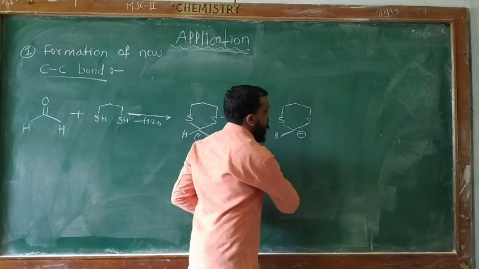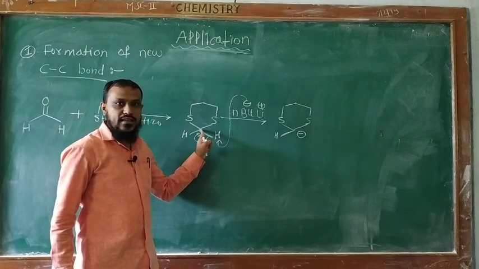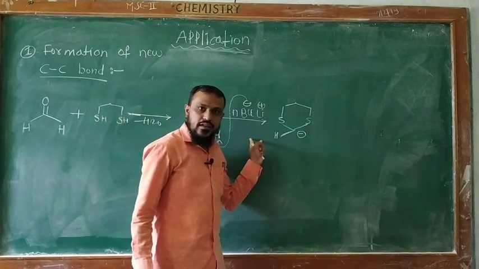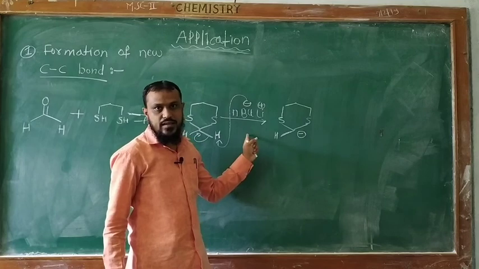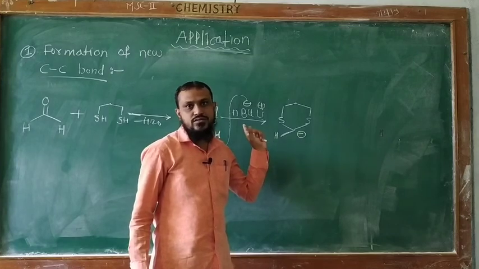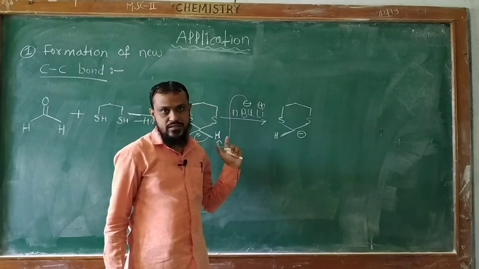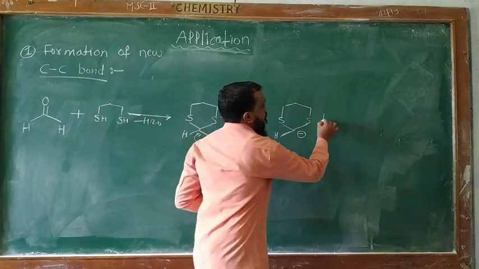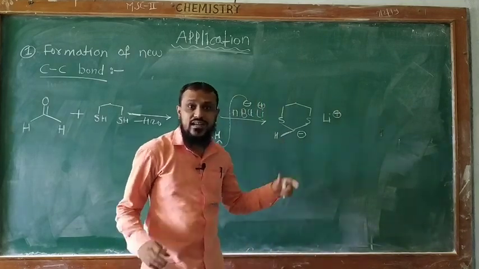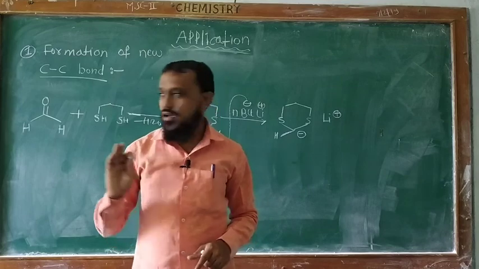Here Umpolung is also observed, because the carbon of 1,3-dithiane initially contains a partial positive charge, but after the reaction of 1,3-dithiane with n-butyl lithium, this carbon is converted into a negative charge. So the Umpolung concept is observed after the formation of the lithiated salt. This is the lithiated salt. This lithiated salt reacts with any alkyl halide to form a new carbon-carbon bond.